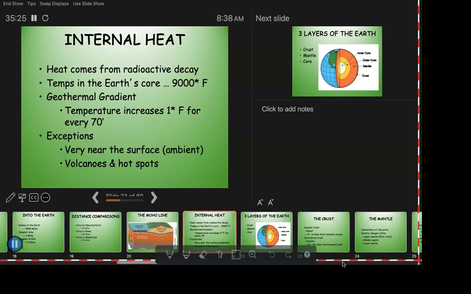It's much more eloquent in metric, but I've converted it for your enjoyment. 1 degree Fahrenheit for every 70 feet. Again, not a factoid you're going to need to regurgitate to me, but if you go through the math to that approximately 4,000 miles and 1 degree Fahrenheit for every 70 feet, I'd like to think you'd end up right around 9,000.